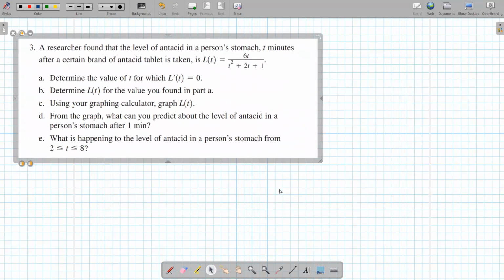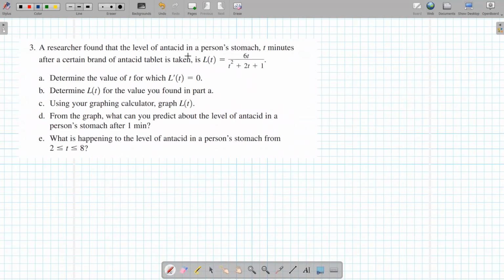All right, they've given us L of t. We need to find L prime of t, right? How do you find the derivative of this function? What's the rule that we need to use? The quotient rule. Do you remember what it is?